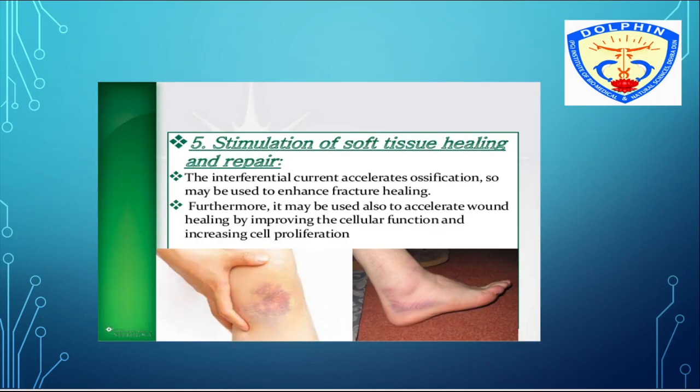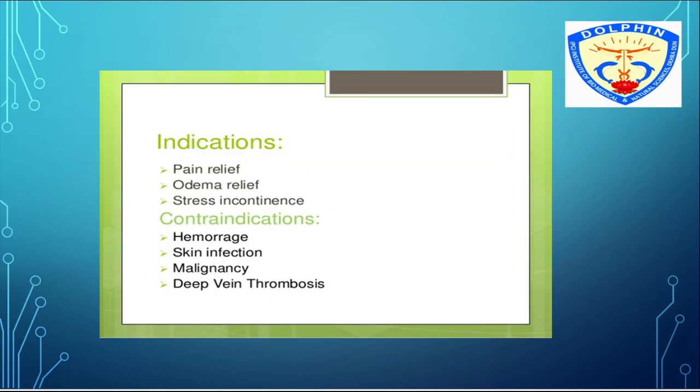Next is the stimulation of soft tissue healing and repair. The interferential current accelerates ossification, so it may be used to enhance fracture healing. Furthermore, it may also be used to accelerate wound healing by improving cellular function and increasing cell proliferation. So the indications are pain relief, edema, stress incontinence, and the other uses which I have discussed; all are indications of the IFT.